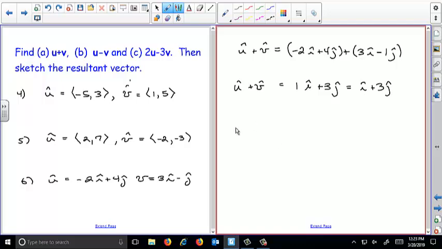Okay. Now u minus v is going to be negative 2i plus 4j plus, and I'm going to change the sign here, so this becomes negative 3i plus j.